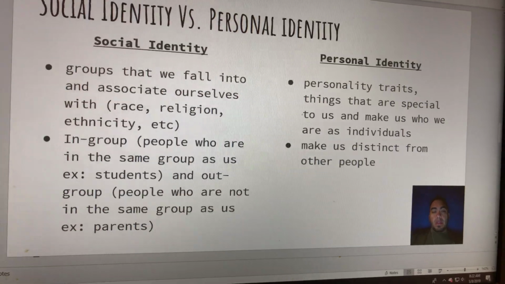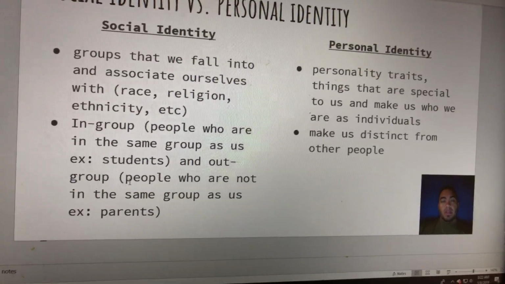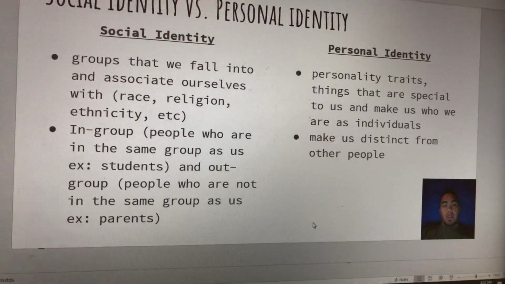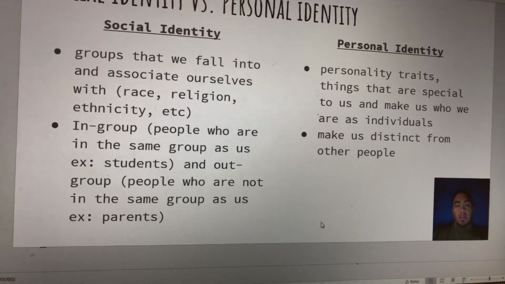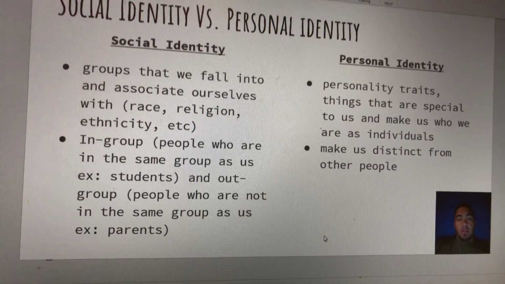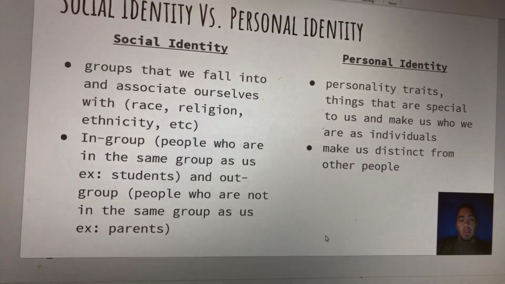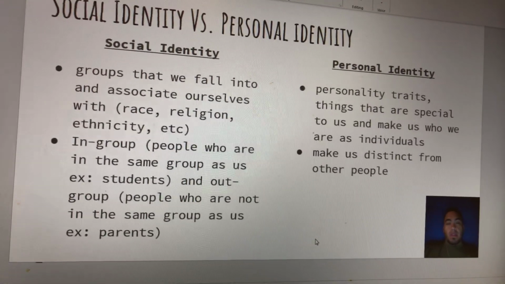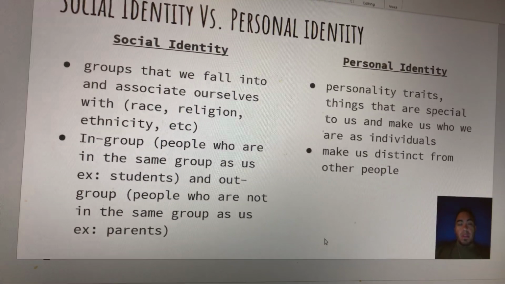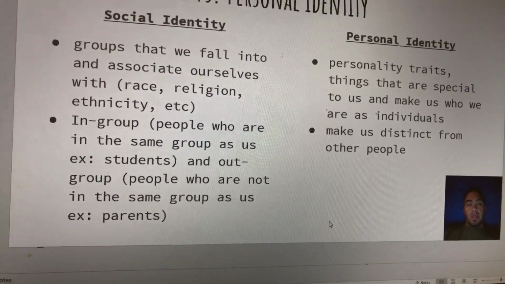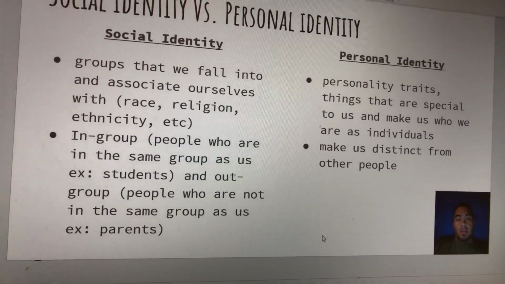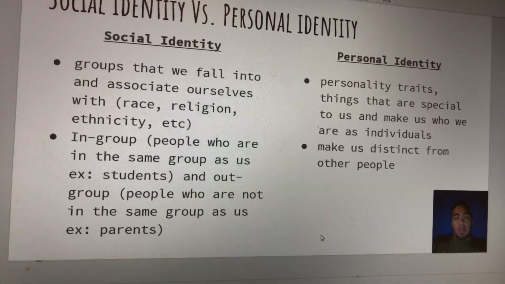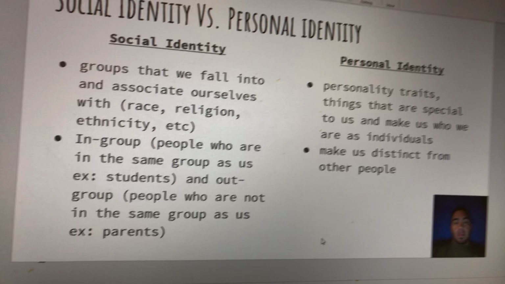So let's look at our comparisons here. Social identity versus personal identity. Social identity is the groups that we fall into and associate ourselves with, such as race, religion, ethnicity, etc. Our in groups are people who are in the same group as us, such as students. And out groups are people who are not in the same group as us, such as our parents. And then personal identity: personality traits, things that are special to us and make us who we are as individuals, make us distinct from other people.